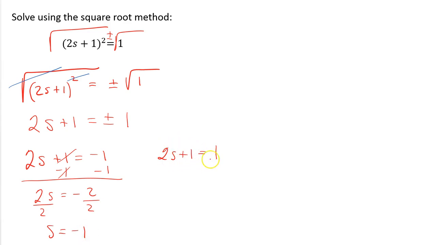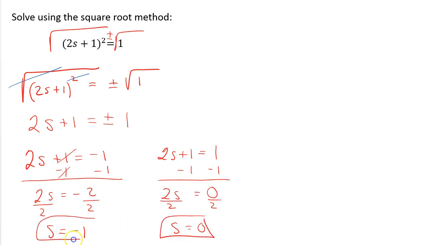On the other hand, for the plus 1, I subtract 1 from both sides. That gives me 2s is equal to 1 minus 1, which is 0. Divide both sides of the equation by 2. That gives me s is 0 divided by 2, which we know is 0. So I have 2 solutions to this equation, and that is using the square root method.